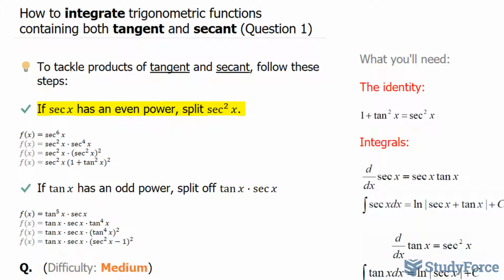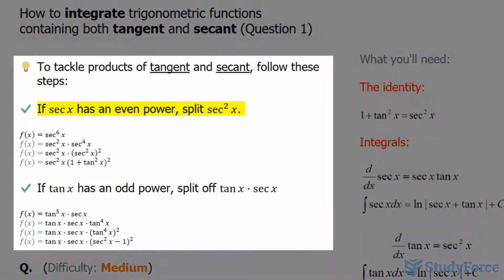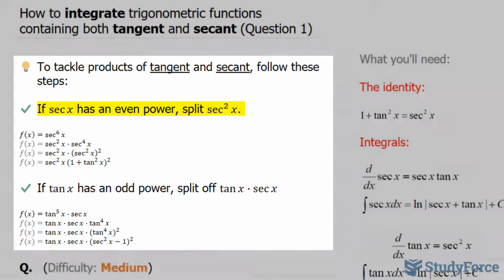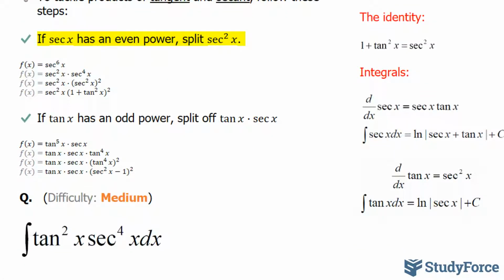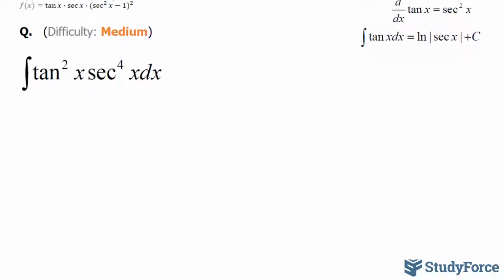In this video, I'll show you how to integrate trigonometric functions containing both tangent and secant. This is question 1. To tackle products of tangent and secant, you need to follow these steps. Specifically in this video, we'll look at an example, shown right here, where secant has an even power. So in this situation, we would split it into secant²x. Let's go ahead and answer our question.